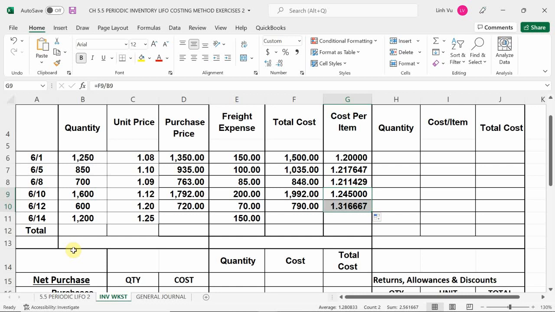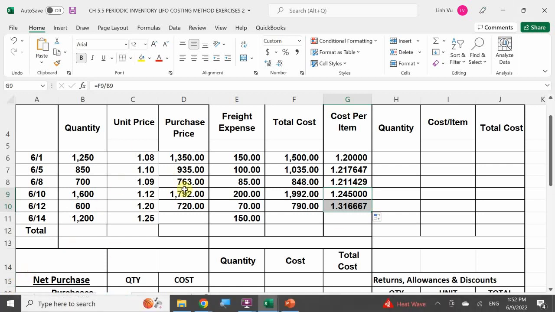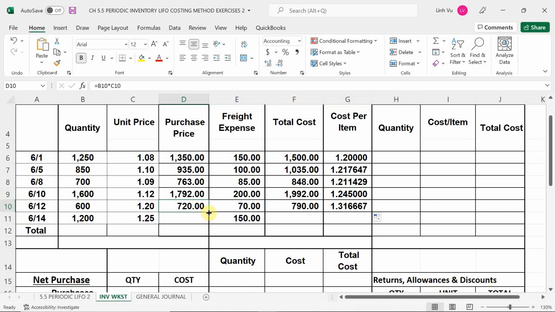We purchased 1,200 units at $1.25. Okay. So that should give you a total purchase price of $1,500. Okay. Plus 150, which is another easy, quick math one. So that should give you 1,650.